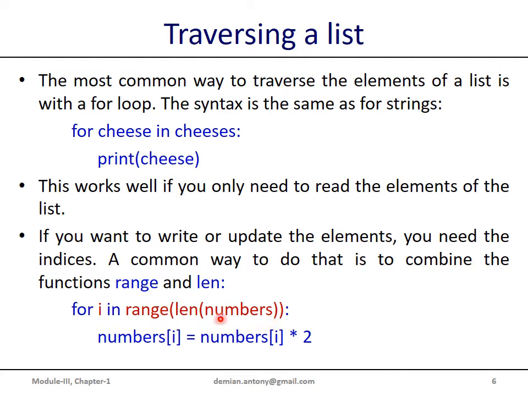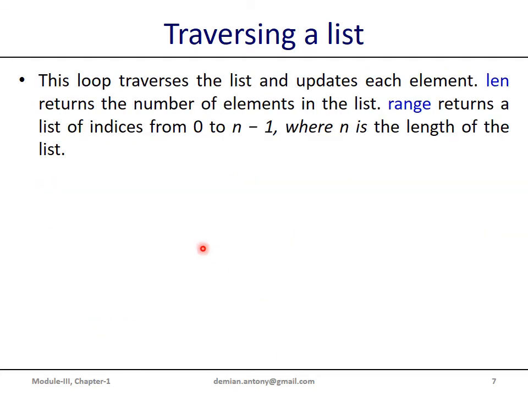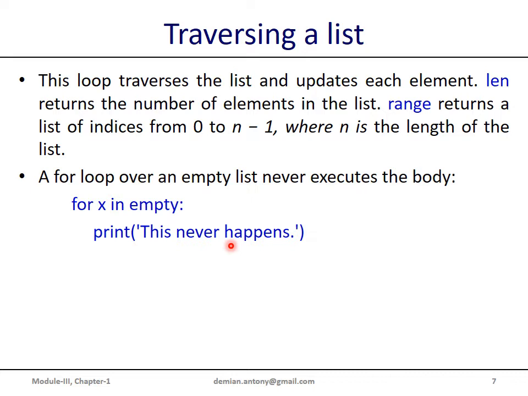Likewise, we can even specify the lower boundary as well as the upper boundary. If the lower boundary for the range is not mentioned, it is implied that the lower bound is 0. Remember, a for loop over an empty list never executes the body. If you use the for statement like this, the print statement will not be executed.